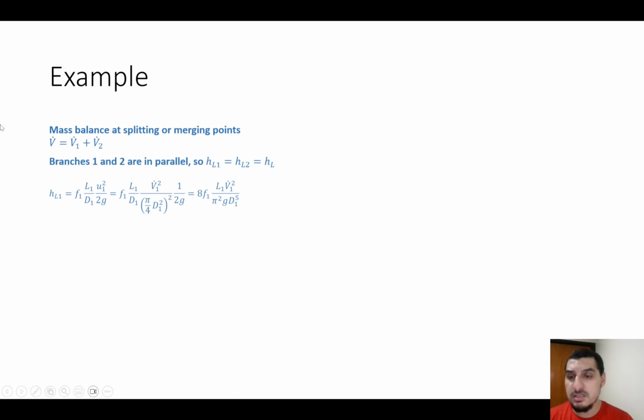The losses, as we know from Darcy's equation, are f L over D times U squared over 2g. I put the subscript 1 here to differentiate between the first and the second branch. We can put the velocity as the volumetric flow rate over area, which is pi over 4 D1 squared. From this we have D squared in the power 2 and D to the power 1, so it's going to be D to the power 5. So this is now in terms of volumetric flow rate and D to the power 5. We can also write the Reynolds number in terms of volumetric flow rate and the diameter. I'm trying to put everything now in terms of volumetric flow rate so we can unify the variables in all the equations that we are going to use. And we will see shortly why we are doing this.